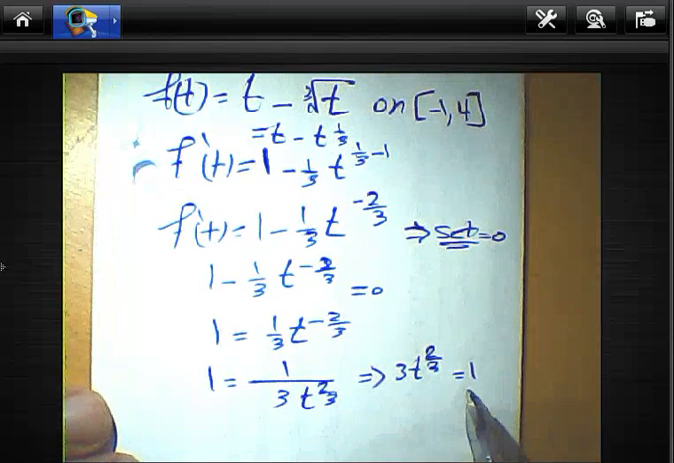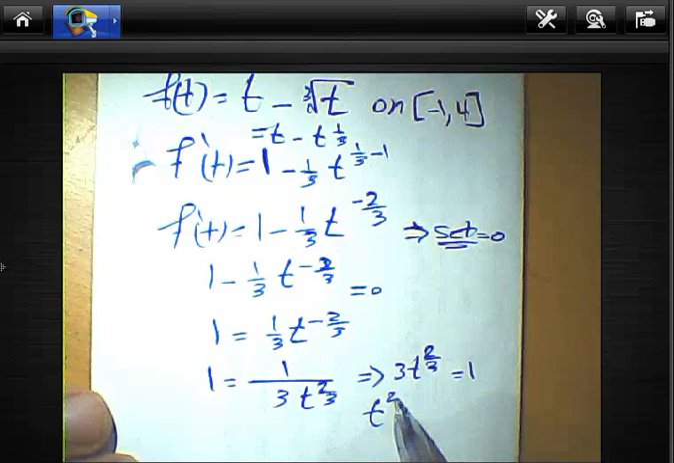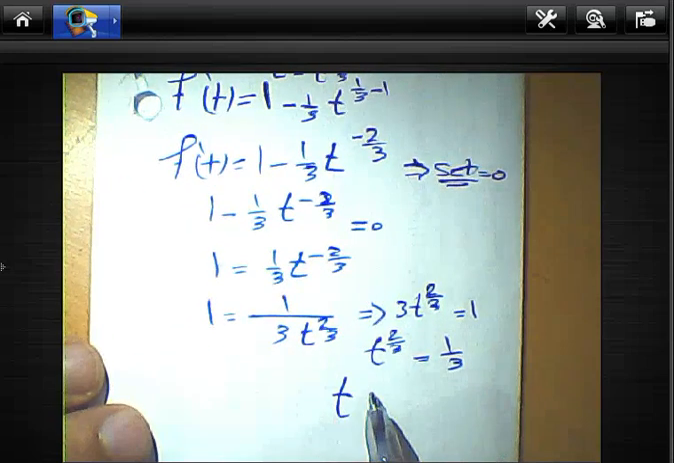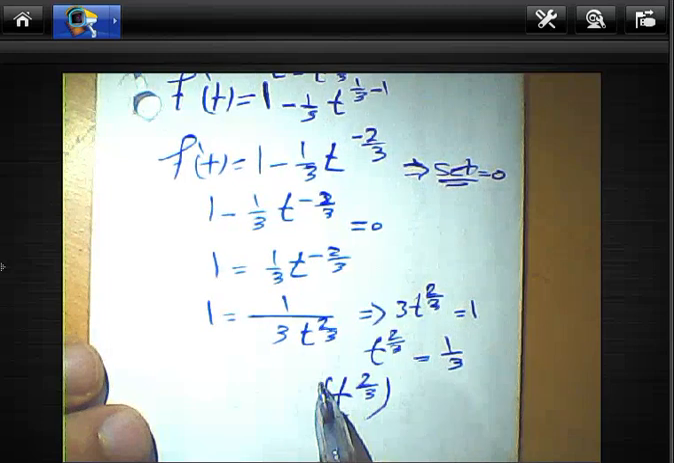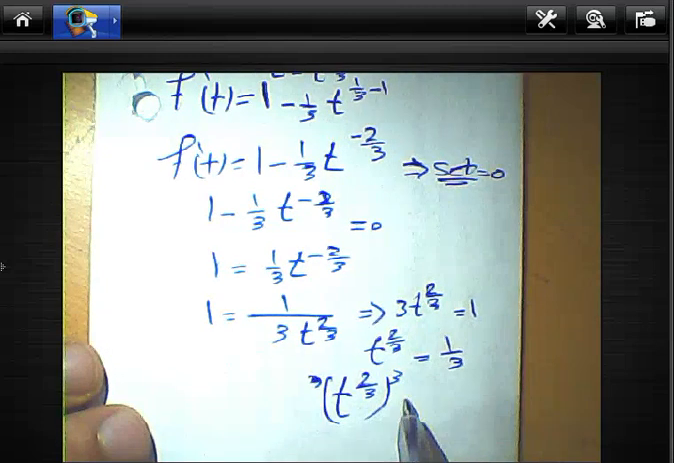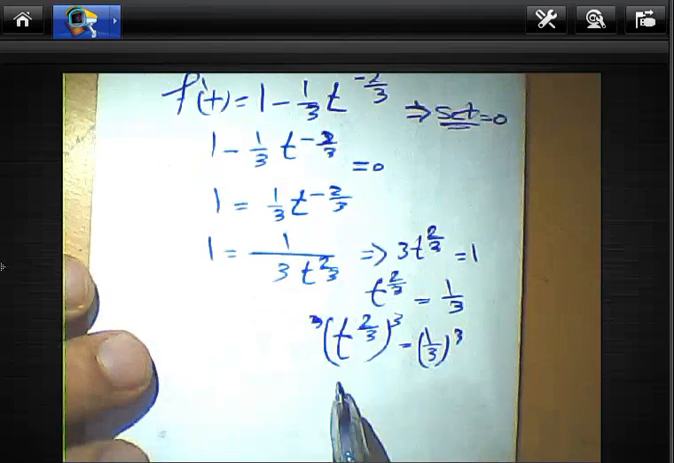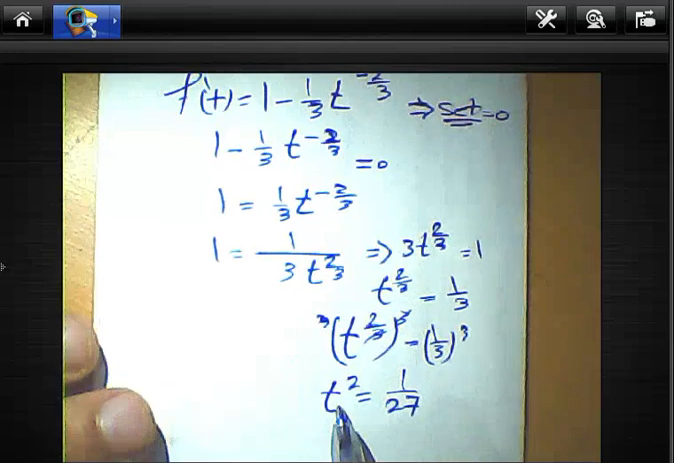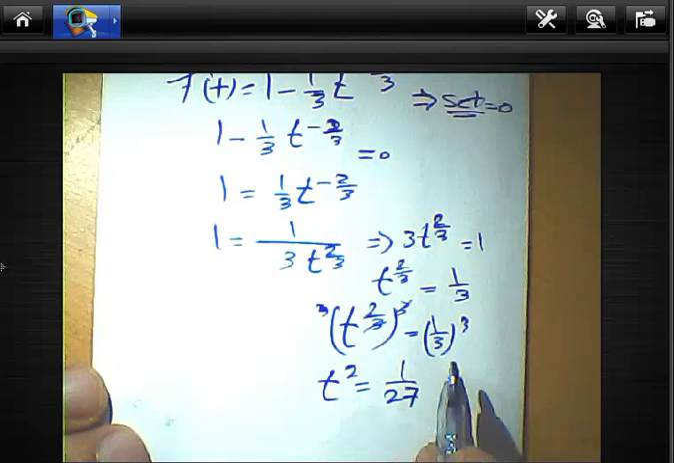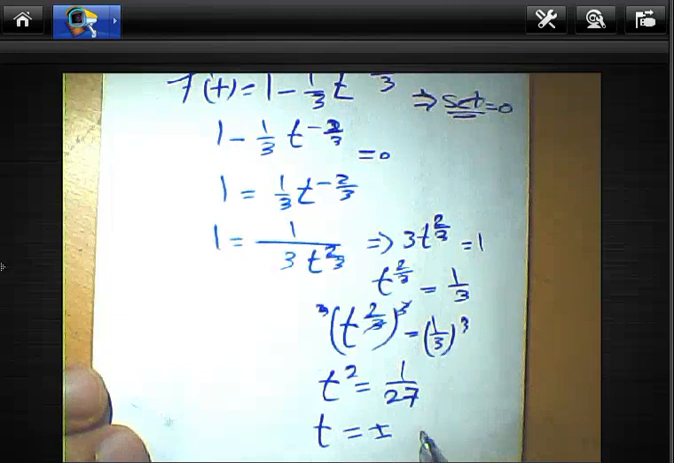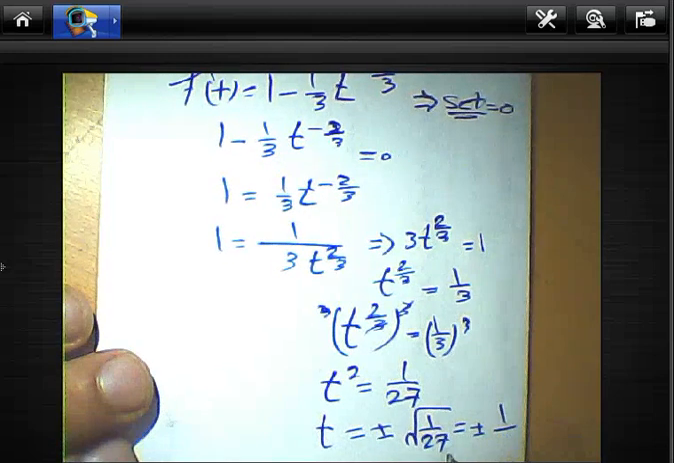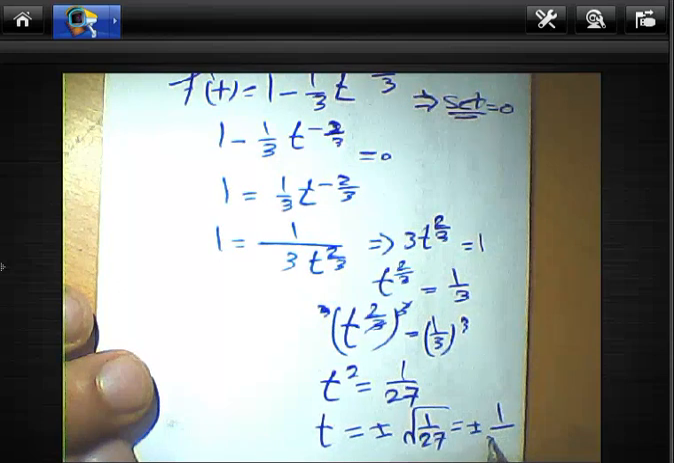We can divide by 3 here, so t to the power 2 over 3 equals 1 over 3, and we can find the result by raising to the power 3. So the result will be t squared equals 1 over 27, and then we take the square root of 27, positive or negative. So t will be the square root of 1 over 27. The result will be positive or negative. 3 times 9 equals 27, so we can write 3 root 3.